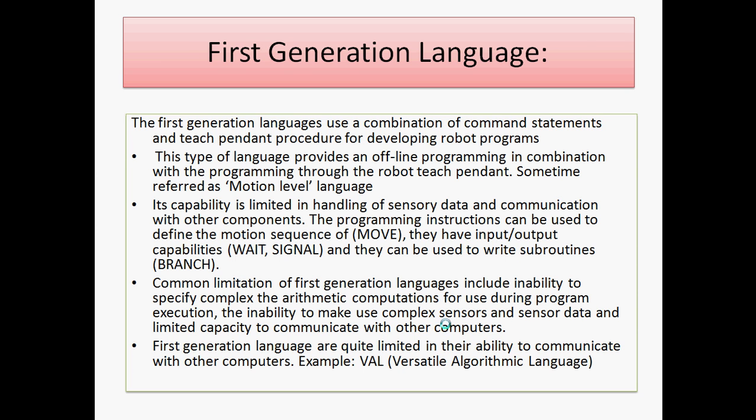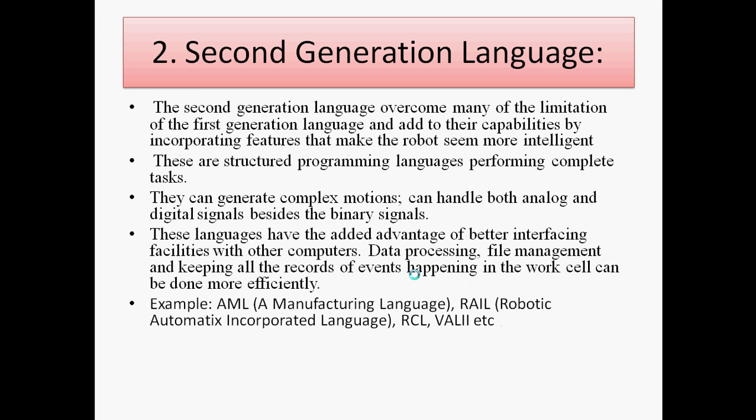Now we come to the second generation language. So in second generation, we are overcoming many of the limitations of the first generation, and there is an addition of capabilities, incorporating some intelligent features. We are generating different complex motions through this second generation, as well as performing with analog and digital signals, beside the binary form signals. We also have the advantage of better interfacing facility with other computers, as well as data processing and file management, and keeping all the records of events happening in the cell, which can be done efficiently.